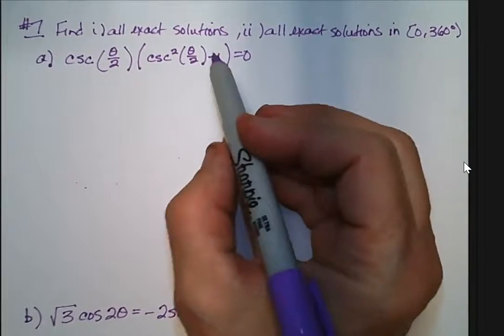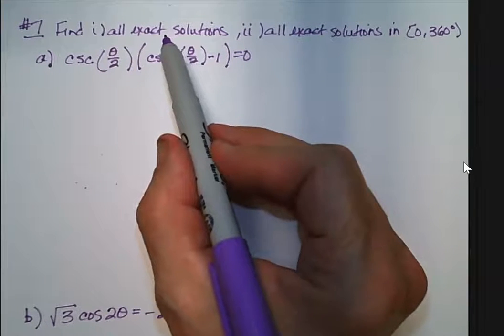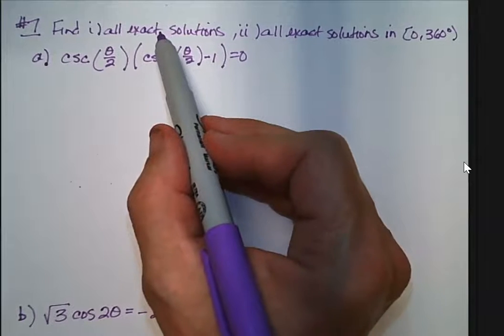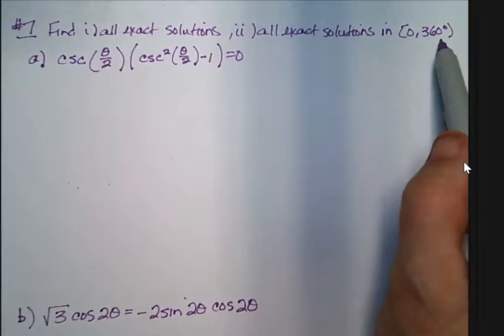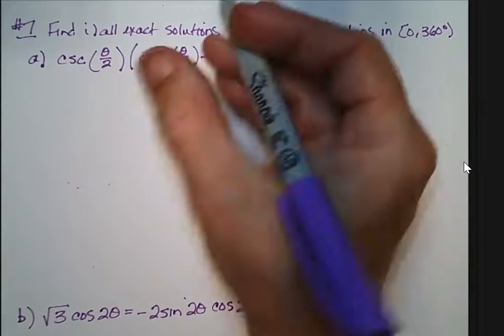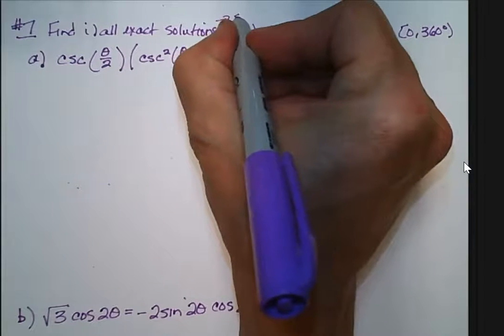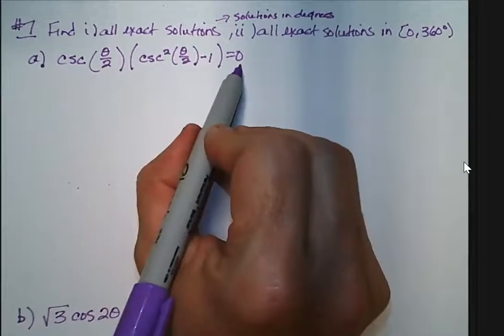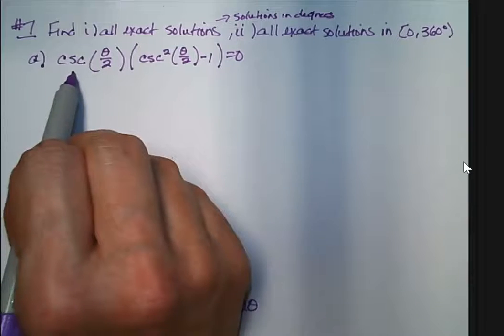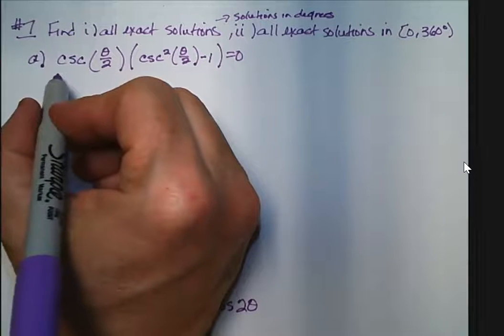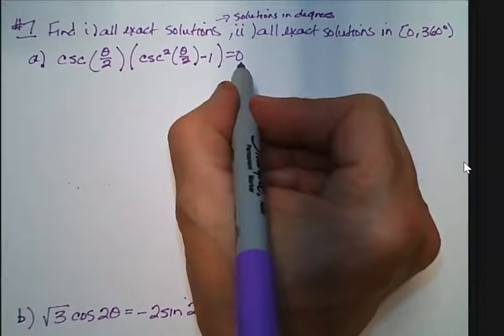Let's look at number 7. In this one, we're finding all the exact solutions first, and then all the exact solutions between 0 and 360. That means we're looking for solutions in degrees. And this one, it's already factored for us. So what we're going to do is take each one of these factors and set it equal to 0.